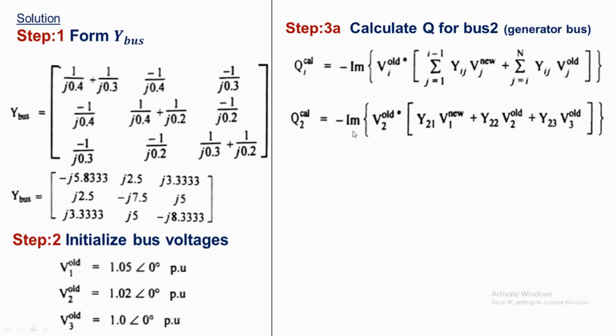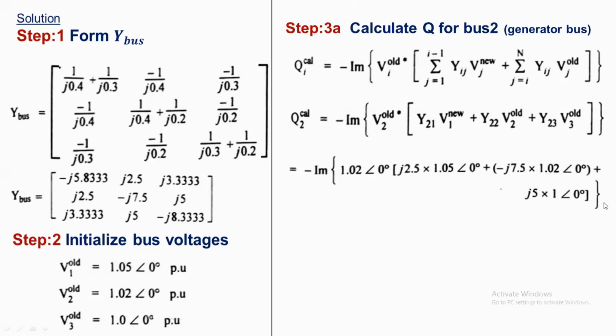Then here all the values are known. Then substitute all the values. V2 old is the initialized bus voltage of the second bus. Then Y21, Y22, Y23 values are obtained from the Y bus matrix. Then V1 new is the first iteration voltage of the slack bus. I already told, the slack bus voltage is constant for every iteration. So take the specified voltage 1.05 angle 0 degree. Then V2 old and V3 old values are 1.02 angle 0, then 1 angle 0 degree.